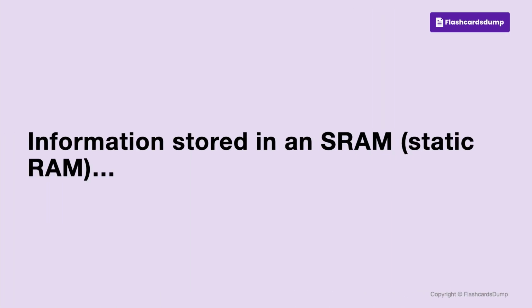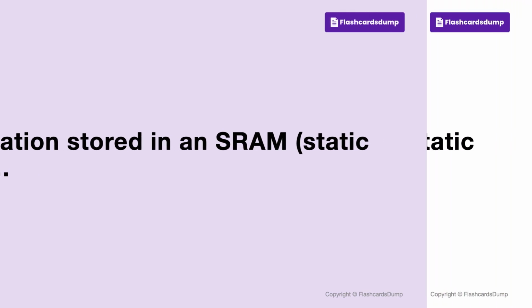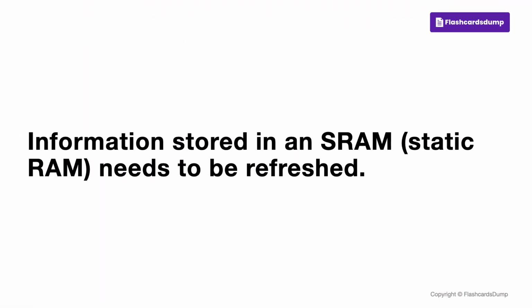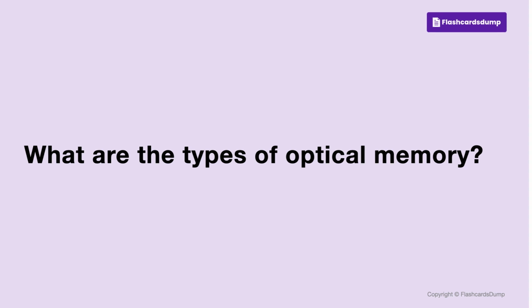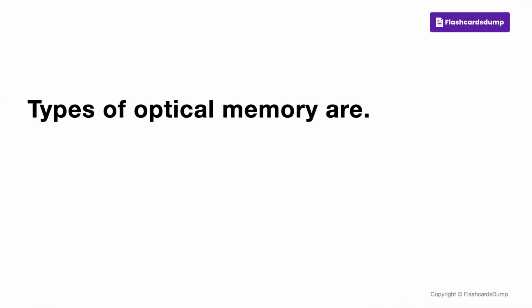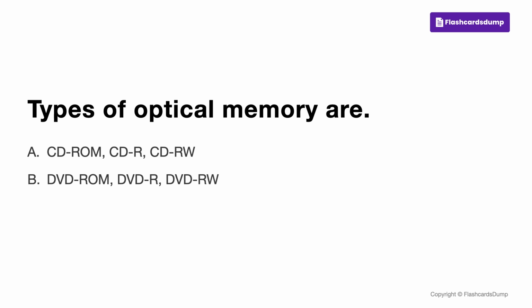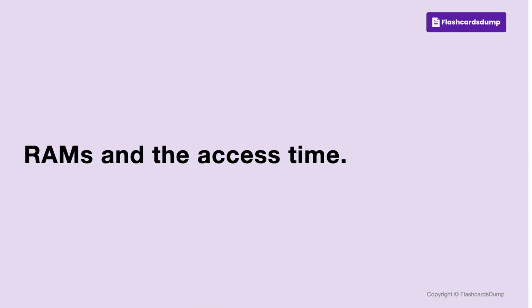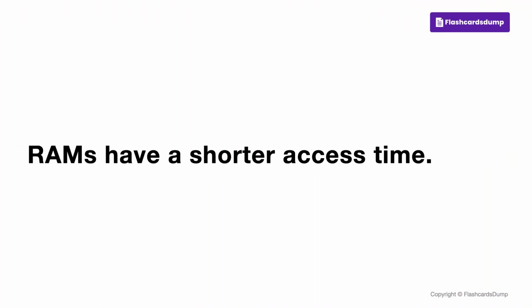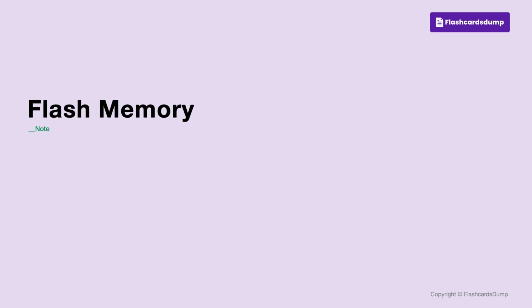Information stored in an SRAM, static RAM, needs to be refreshed. What are the types of optical memory? Types of optical memory are CD-ROM, CD-R, CD-RW, DVD-ROM, DVD-R, DVD-RW. RAMs have a shorter access time.